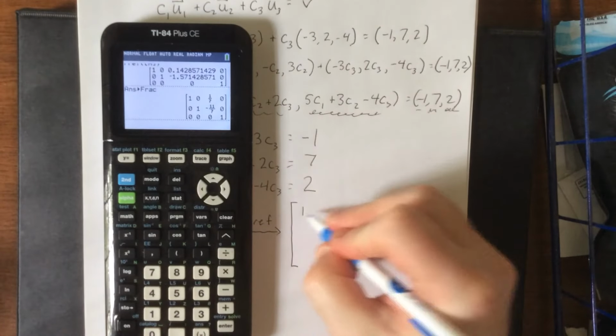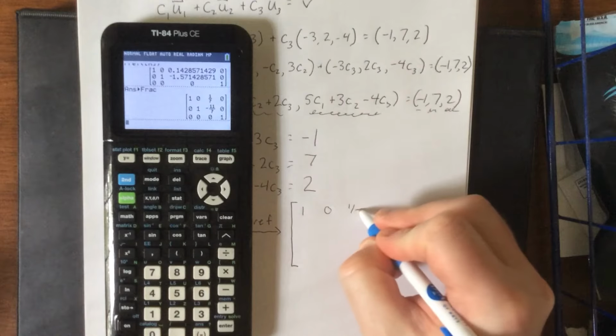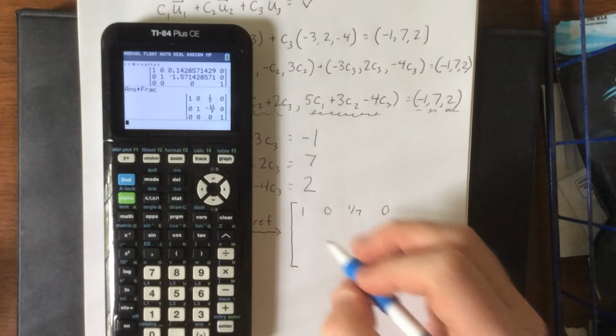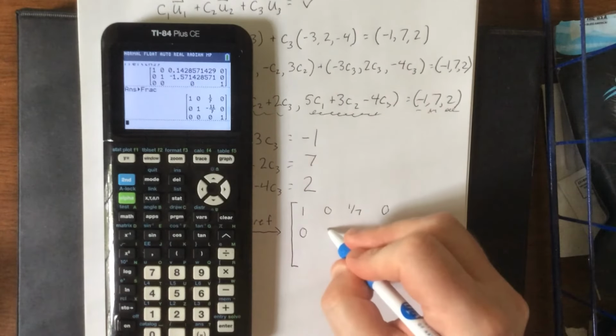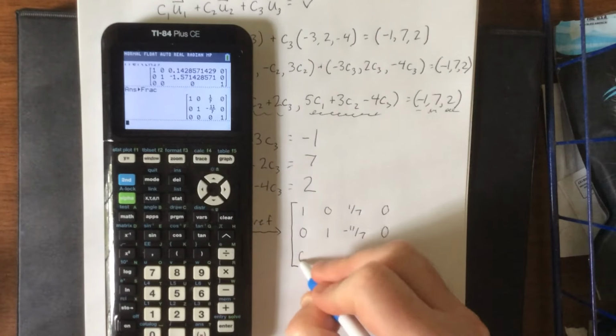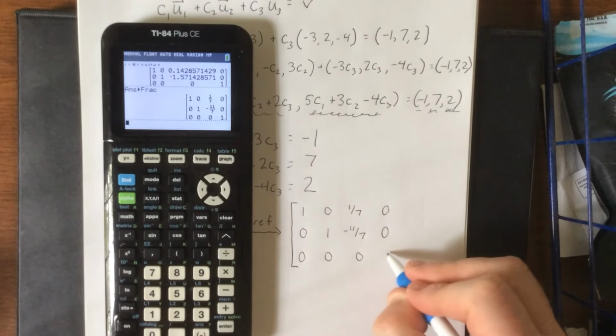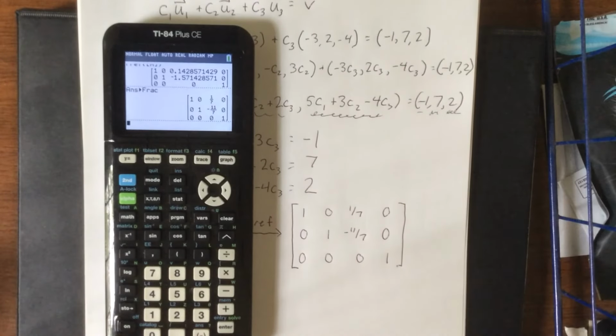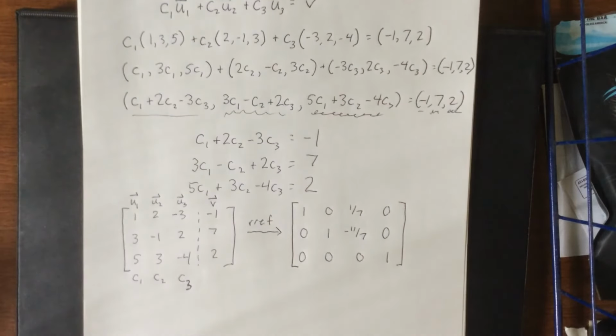So at this point I'm going to copy down what I see in terms of these fractions. The first row is 1, 0, 1/7, 0. The second row is 0, 1, -11/7, and 0. And the third row is 0, 0, 0, 1. Once we have that copied down, shut the calculator off, and let's give this a full interpretation.